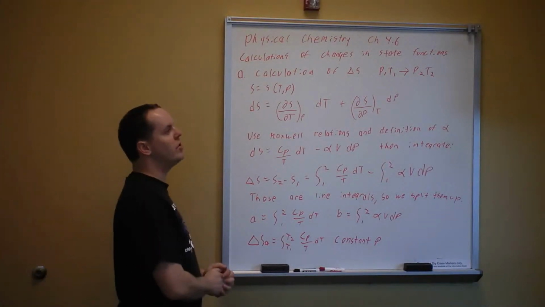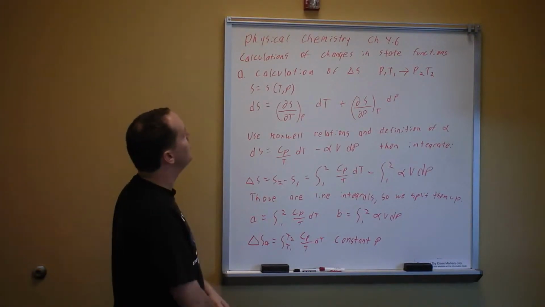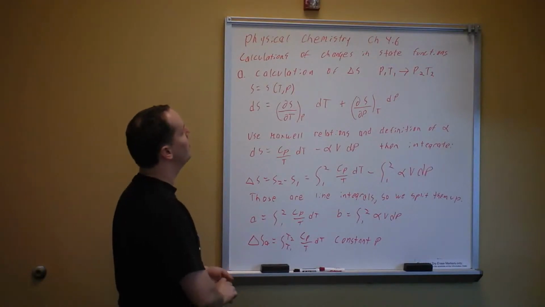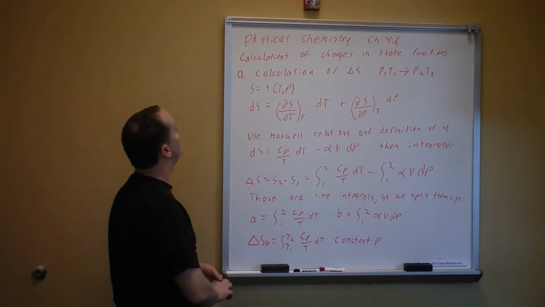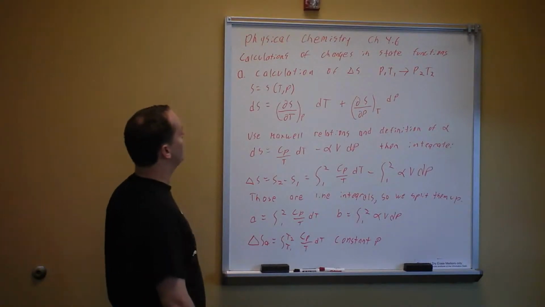Continuing on physical chemistry, chapter 4, now we're starting section 6. We're going to be calculating the changes of state functions. Remember a while ago we wanted to find the entropy change for a general change of state for an ideal gas, P1, T1 to P2, T2, and we said we're going to have to skip it. But now that we've done the Maxwell relations and so on, we can do this.